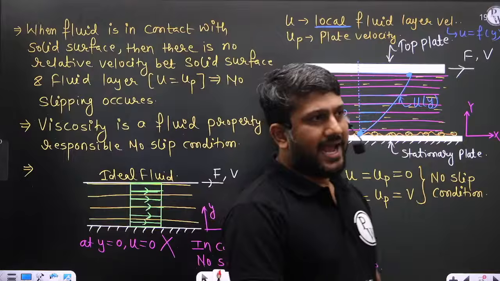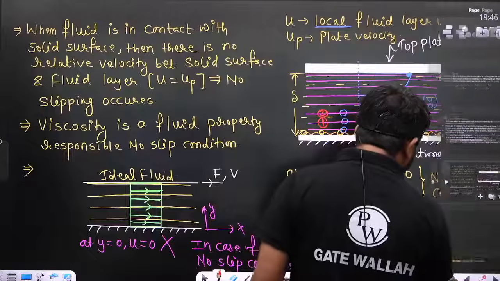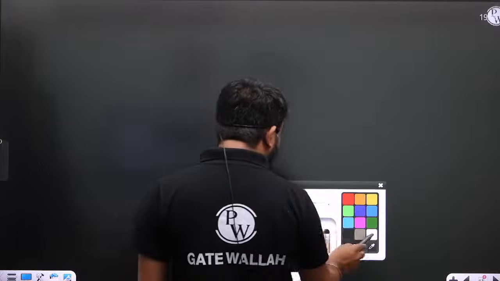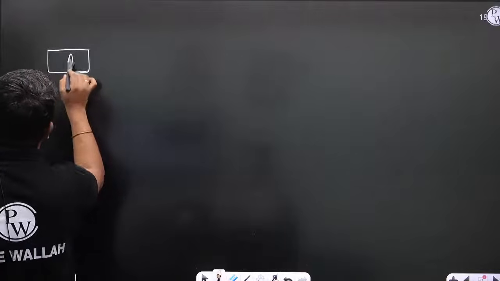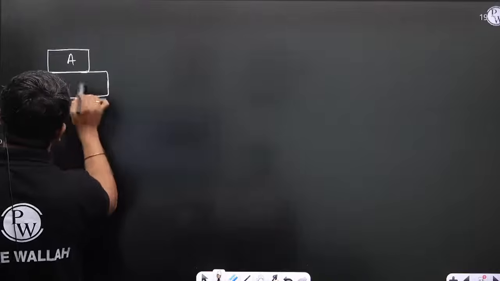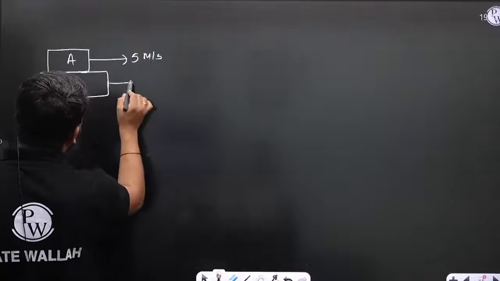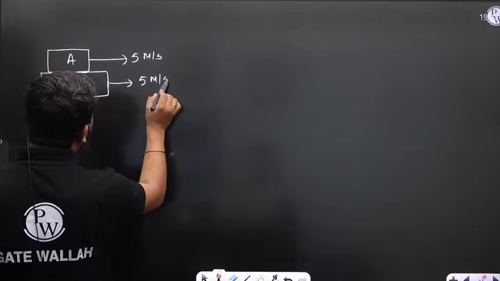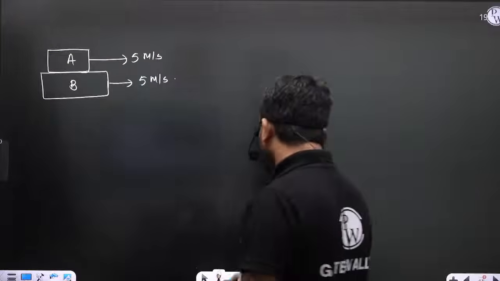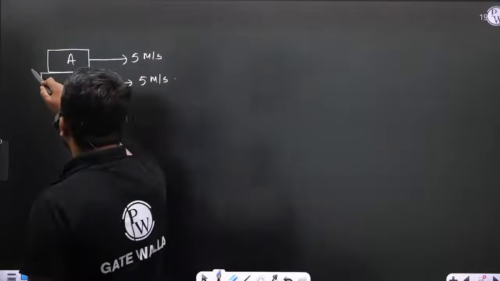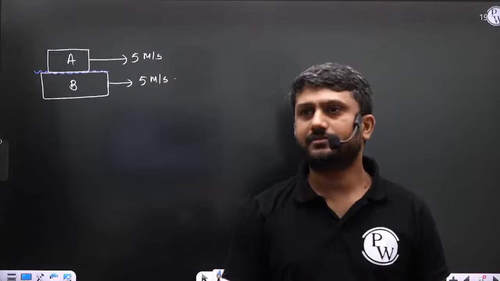And whenever the relative velocity exists, then friction comes into the picture. If I am talking about block number A and block number B, block number A is moving with 5 meter per second velocity, and block number B is also moving with 5 meter per second velocity. If I ask you what is the friction between the interface of block A and block B?